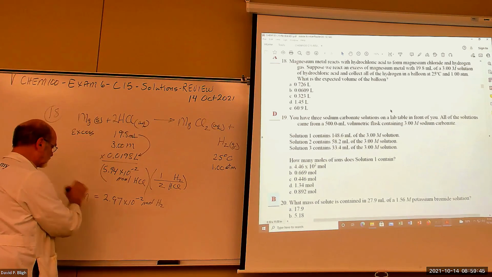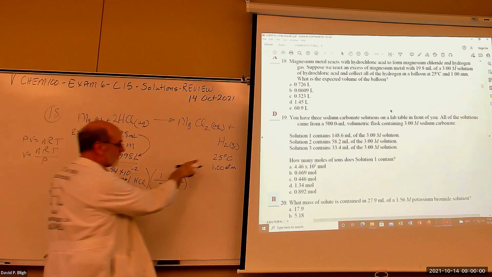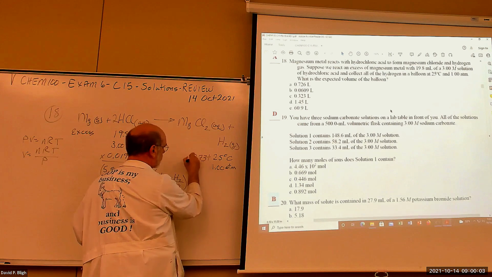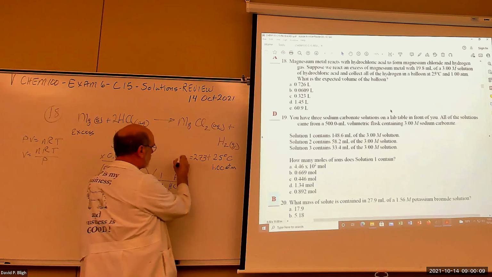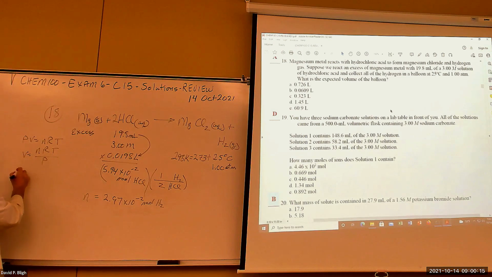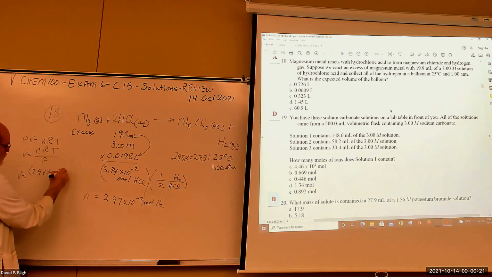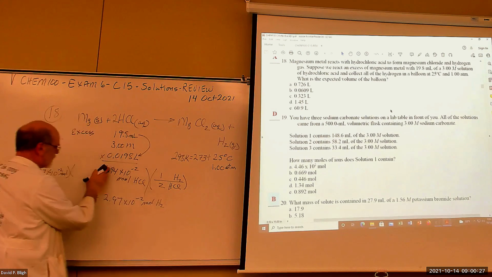Okay, now we know the moles. So if we say PV equals nRT, then solving for volume is nRT over P. We need to convert this one to 298 K. And what's R equal to? Let's see, volume equals moles, 2.97 times 10 to the minus 2 moles times R. I'm going to need some space here.